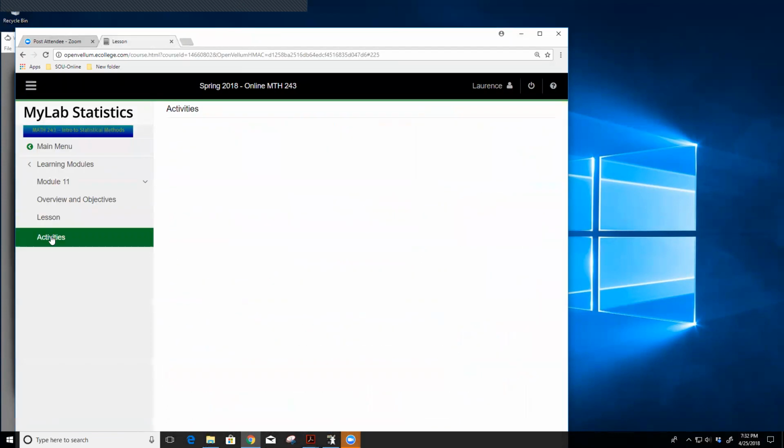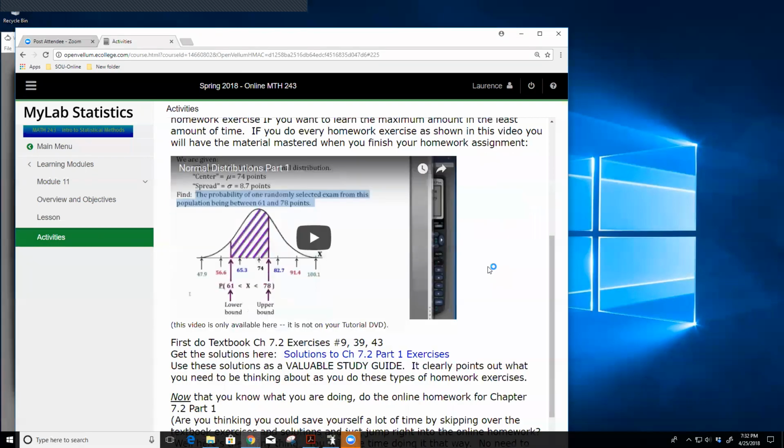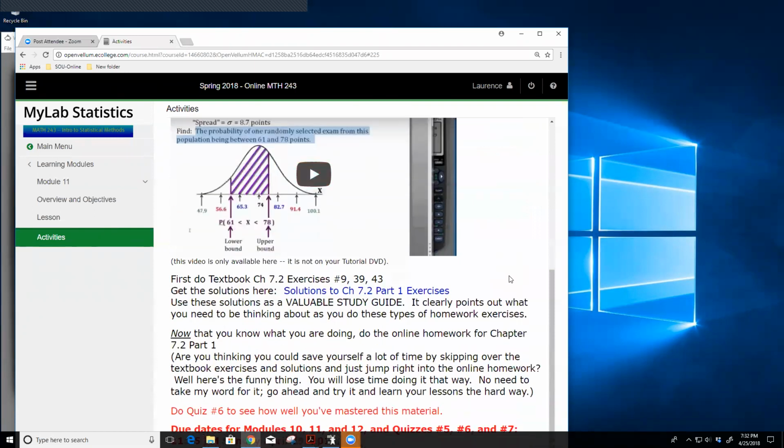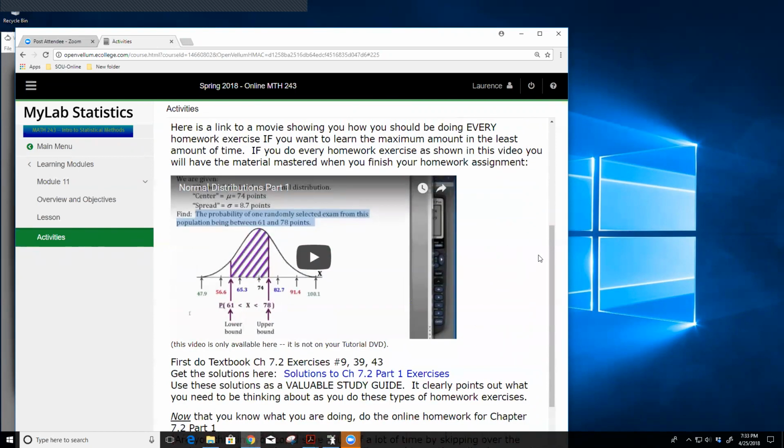And then over here on activities, what's really important, I hope you've watched this movie because it steps you carefully through all of the steps you need to do. Now, when I say need to do, I mean so that when you finish the homework assignment, you've mastered the material. You've got the value out of doing the assignment. You didn't just do the work, you learned from it. And to do that, there's certain steps you need to do, and this movie lays that out for you.